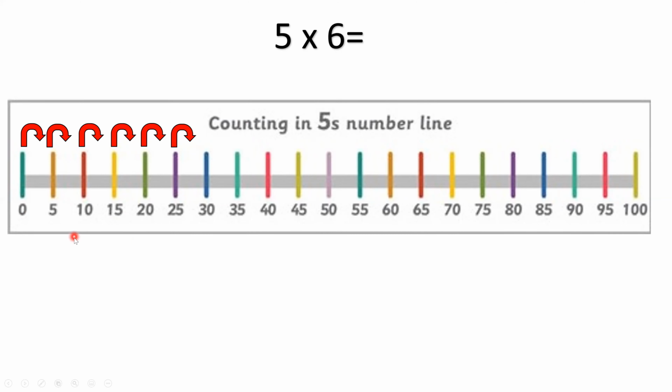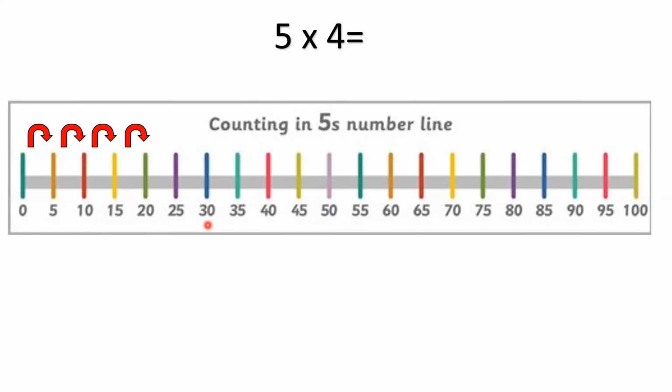Five times 6. So let's use our fingers. I'm going to start at 0. We're going to pretend that the spotlight is my finger. 5 times 6. How many times am I going to move my finger across the number line? Did you say 6? Amazing. 6 times. Ready? So 1, 2, 3, 4, 5, 6. So 5 times 6 equals 30. Great job. 5 times 6 equals 30.